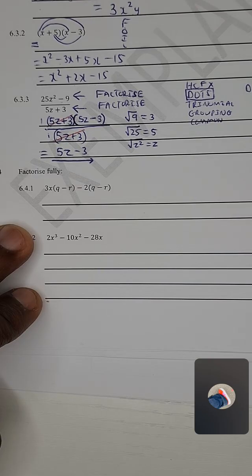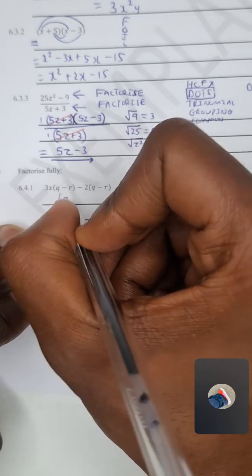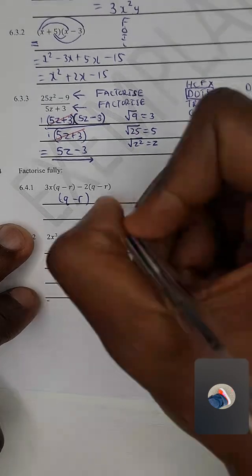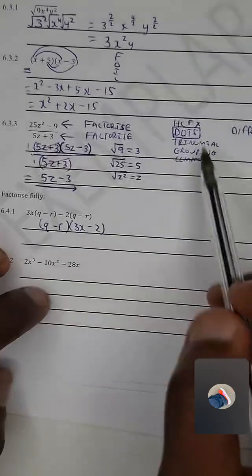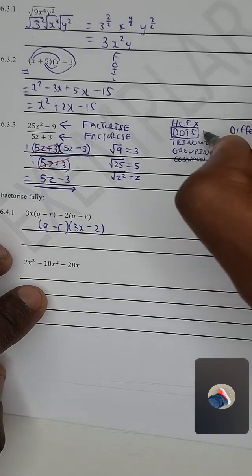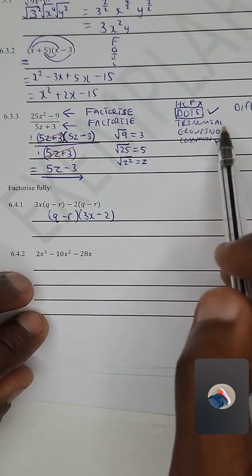Since we have the same thing in the brackets, which is Q minus R, we'll just open 2 brackets, which will be Q minus R, because we have the other one. Then on the second bracket, we'll write 3x minus 2. That is our final answer. That's very true. So this is factorization, and you see we've now covered common bracket. So that's common bracket factorization. Difference of 2 squares we saw.